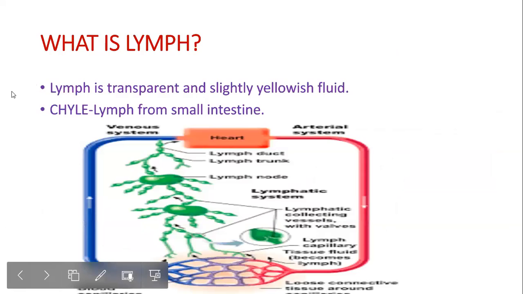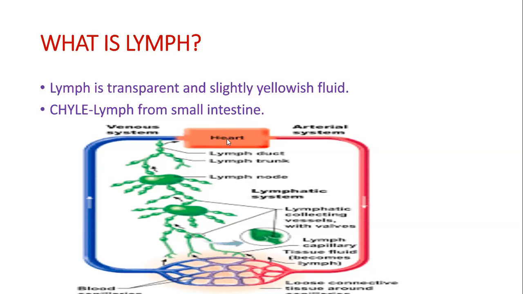So now coming to what is lymph. Lymph is derived from a Latin word. It is called colorless. So lymph is a transparent and slightly yellowish fluid. And the lymphatic system is like a drainage system that removes excess fluid from our body. Also, the lymphatic system is a subsystem of the circulatory system.